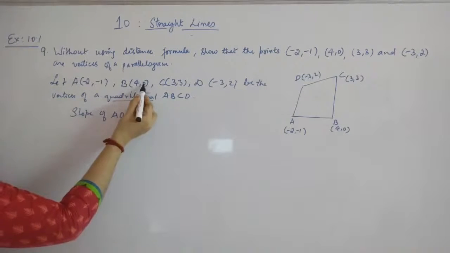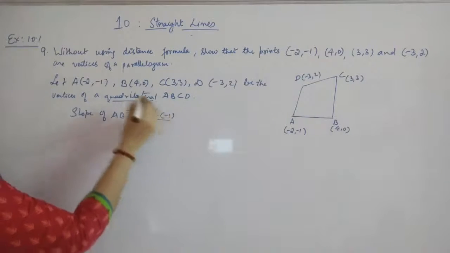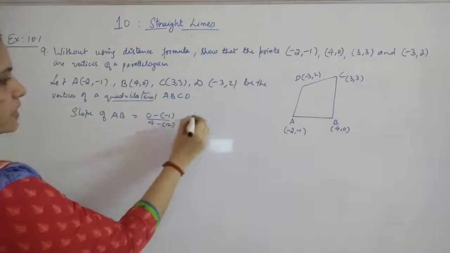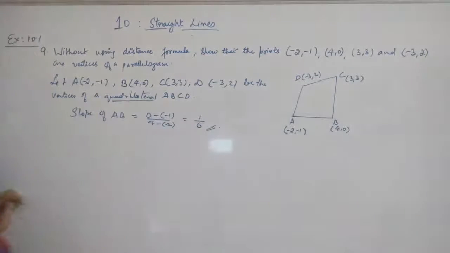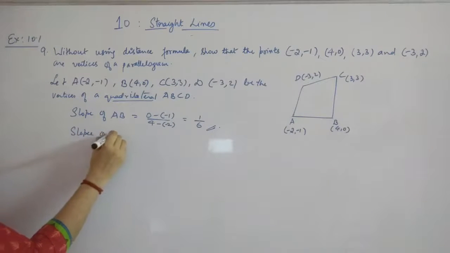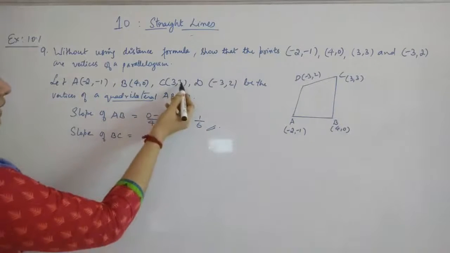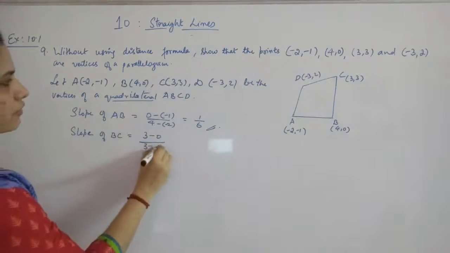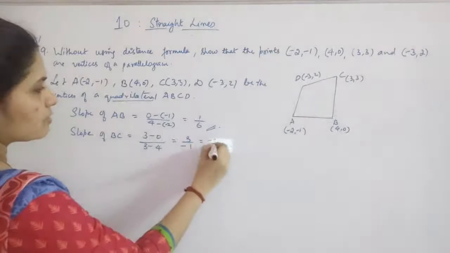For AB you can just find y2 minus y1: 0 minus of -1 by 4 minus -2 will give you 1 by 4 plus 2 is 6. So the slope of AB is 1/6. Then the slope of BC is equal to, again y2 minus y1, 3 minus 0 by 3 minus 4, which is equal to 3 by -1, which is equal to -3.